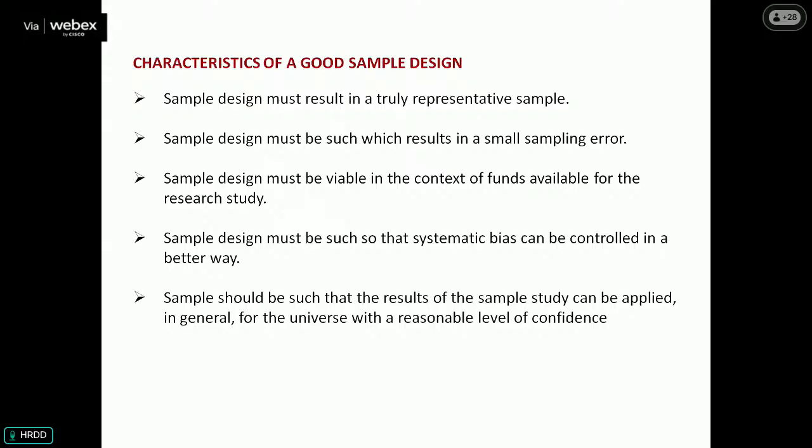Sample should be such that the results of the sample study can be applied in general for the universe with a reasonable level of confidence. We can say with confidence that between that concentration, this will be the result. Suppose you have evaluated 1%, 2%, 3%, 4%, 5% of doping in one sample, you will be able to say that between 1 to 5%, if I take 1.5, 2.5, 3.5, 4.5, the effects will be similar. According to my plot, it will be similar.